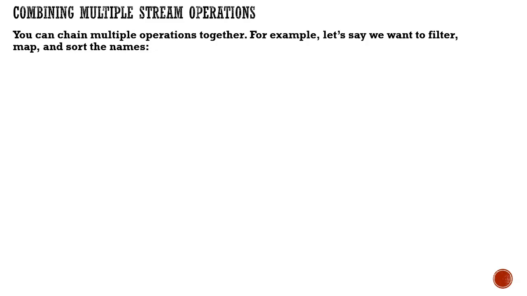Now I wanted to combine multiple stream operations. Let's say you want to do a chain of multiple operations together, right? Let's say you wanted to filter, you want to map, you want to sort the names, etc., right? That's what we wanted to achieve, right? So how can we do that? Let's look into it.